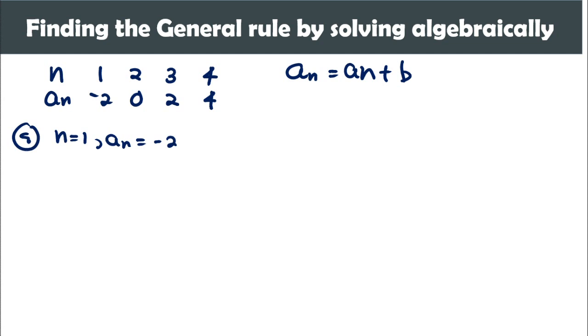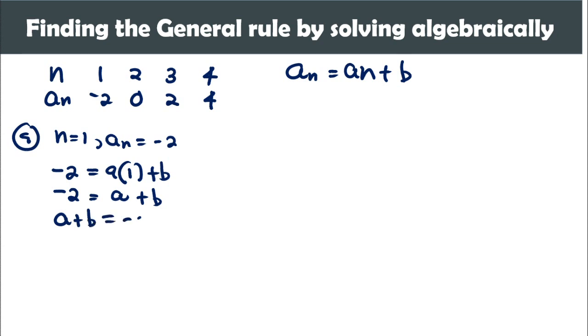We have a sub n is negative 2 equals a times 1 plus b. We have negative 2 is equal to a times 1 is a, plus b. And we can rewrite this into a plus b equals negative 2. So this will be our first equation. We can call this equation number 1. We need to have two equations in order to find the values of a and b.